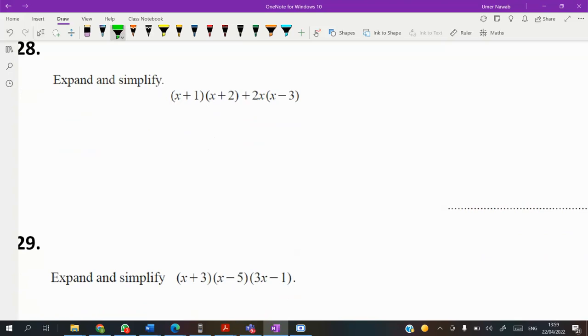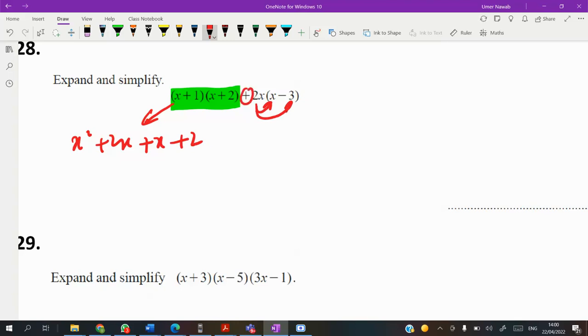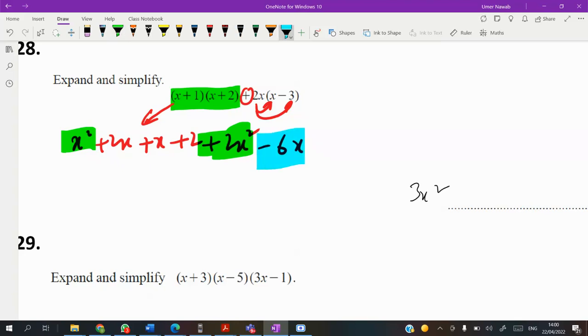Now do the expansion, guys. This bracket has to be done here, which gives you x squared plus 2x plus x plus 2. And here the 2x multiplies, and outside we have a plus sign, no worries. So 2x times x is 2x squared minus 6x. Now see the like terms. So x squared plus 2x squared is 3x squared. Then we have minus 6x, and 3x will give you minus 3x, and then plus 2.